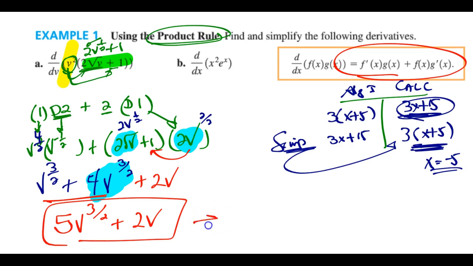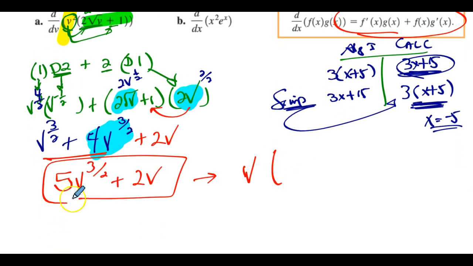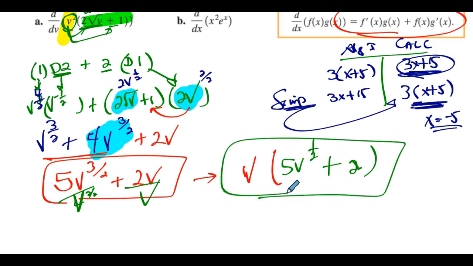Oh, by the way, you could factor this. So you could factor out, I don't know, let's pull out a v, which literally means just divide each term by v when you factor this out. So of course we're going to have a v in here. And then this guy, this is really 3 halves, so 5v to the 1 half plus 2 would be the factored form. And that's arguably this, I mean, people could argue that that's not the simplified version.